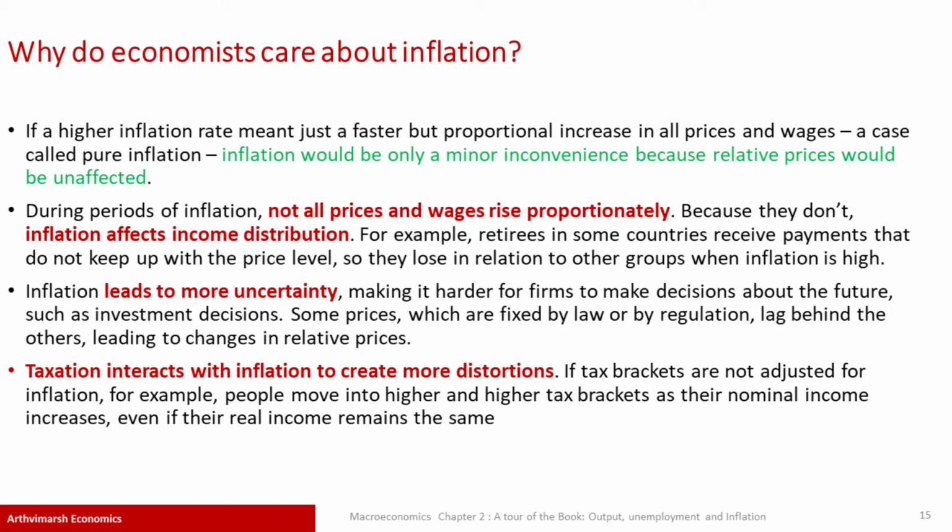Now think of a scenario where a higher inflation rate meant just a faster but proportional increase in all the prices and wages. So the rate at which the prices of the commodities were increasing for a consumer, likewise the wages were also increasing. In that case, inflation would not be any inconvenience, or a very minor inconvenience, because relative prices would be unaffected. But during periods of inflation, not all prices rise proportionately, because they don't. So inflation affects income distribution.